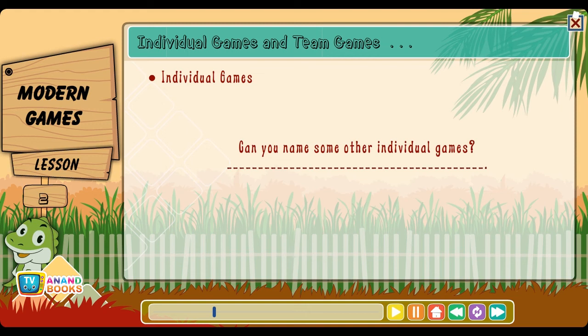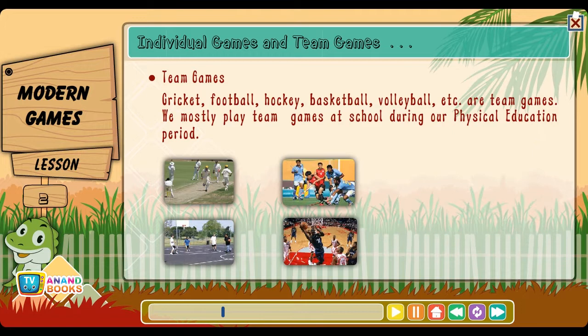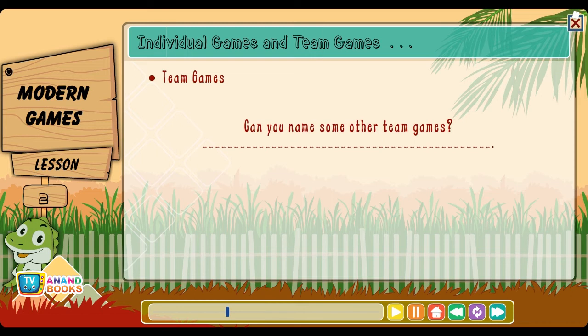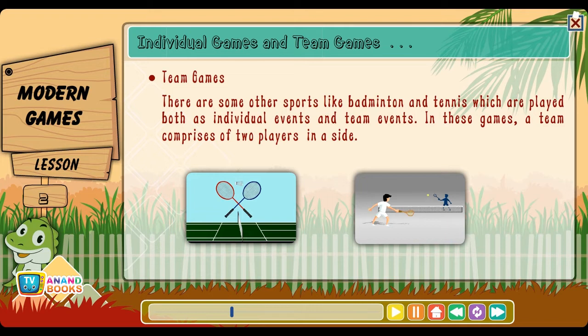Team games. Many games are played in groups. Such games are played between two teams. The number of players in each team varies from game to game. Such games are called team games. Cricket, football, hockey, basketball, volleyball, etc. are team games. We mostly play team games at school during our physical education period. Can you name some other team games? There are some other sports like badminton and tennis which are played both as individual events and team events. In these games, a team comprises two players in a side.